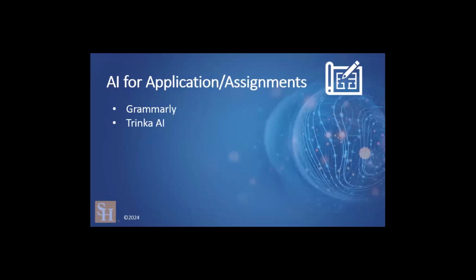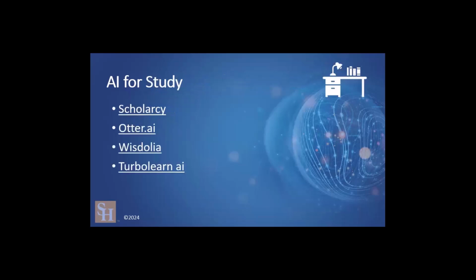Now, AI tools for application and assignments, think of Grammarly, spell check, that type of thing, right? Grammarly has been around for a while. Spell check has been around for a while. You're doing all the work. It's just adding some tips, helping you follow up, check spelling, that type of thing. So those two tools are Grammarly and Trinka AI.